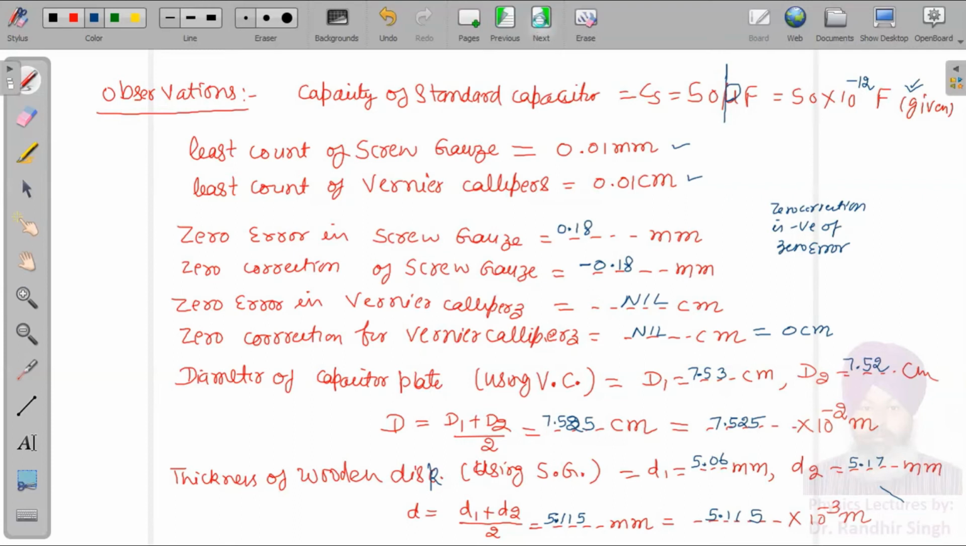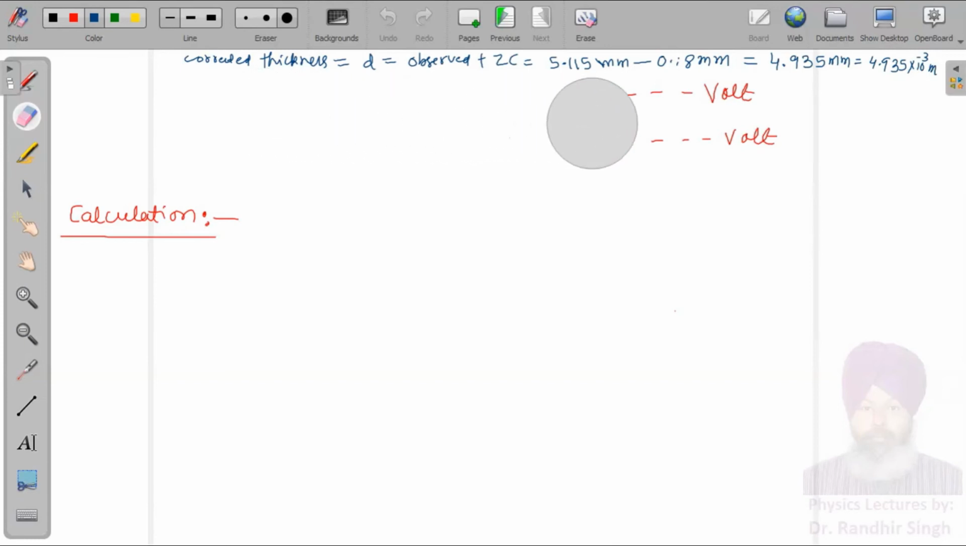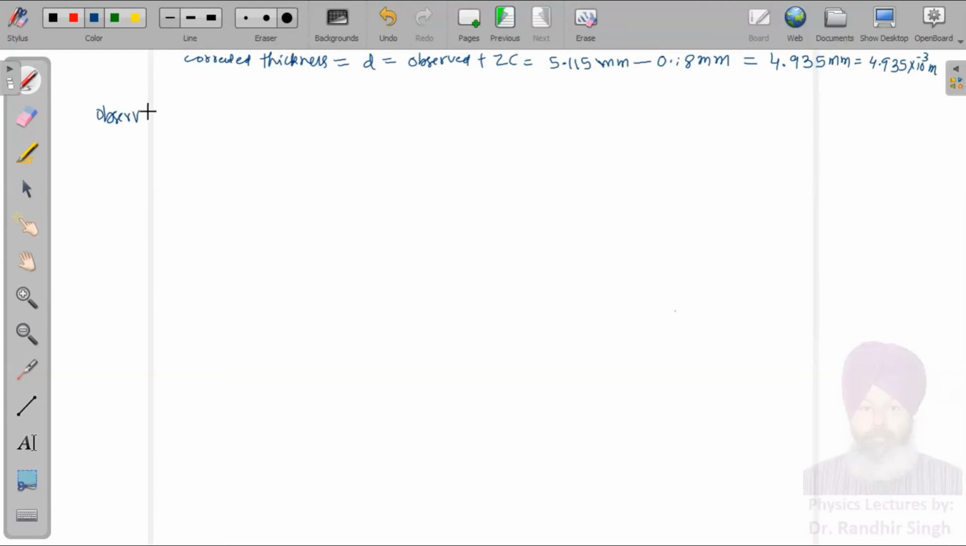So we have noted down the values of the readings of the voltage across the standard capacitor and that of the voltage across the dielectric capacitor. Rather, I prefer to make a table, so I will erase this part of the observation. Let me make the observation table. The observation table will be like this: observation table for dielectric constant.